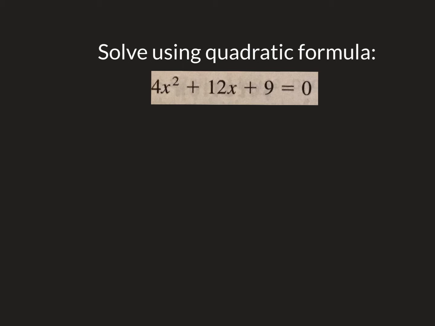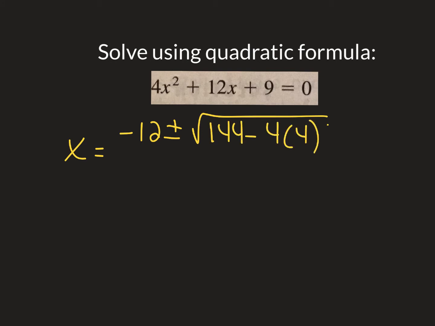You've seen it. There's a song: x equals negative b plus or minus the square root of b squared minus 4ac, all over 2a. You've heard it before. Here we go. x equals negative b, which is negative 12, plus or minus the square root of b squared, which would be 144, minus 4ac, all over 2a. And I'm teaching you just like you've done it before, because you have done it before.